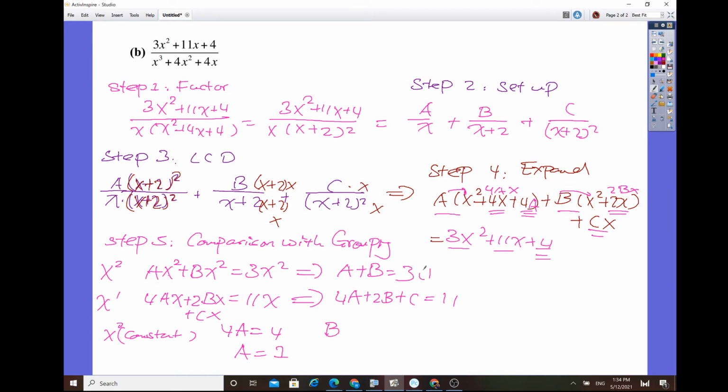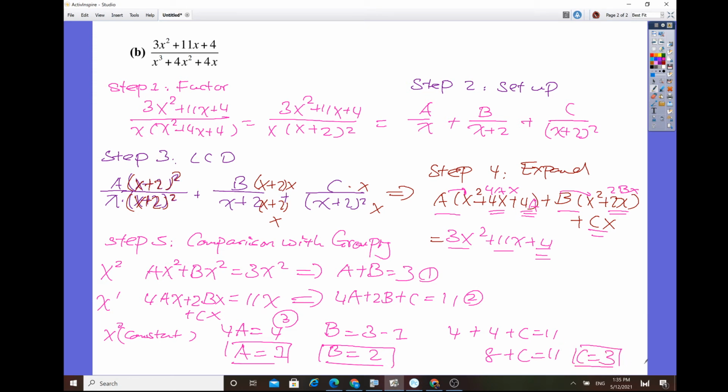Back to the first equation. So that means b, what is that equal to? So 3 minus 1, then that'll be 2. And once we got a, b, so we can solve for c. So 4 times 1, back to the second equation, plus 2b. 2 times 2 plus c equals 11. So 8 plus c equals 11. So that means c equals 3.